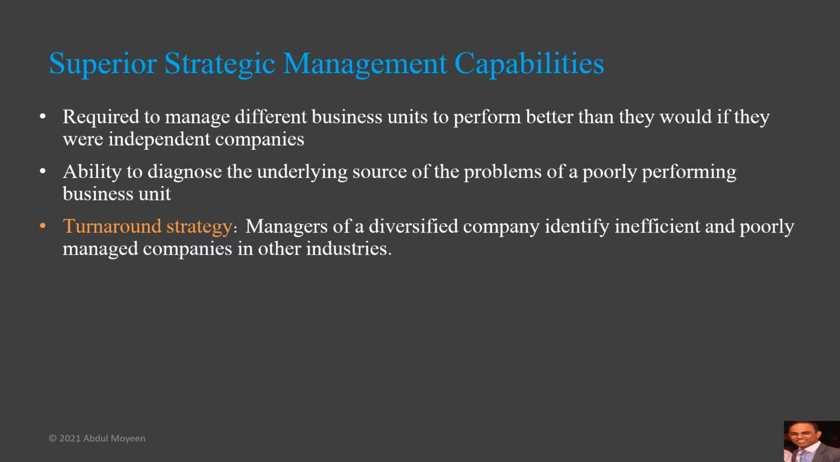An especially important governance skill in a diversified company is the ability to diagnose the underlying sources of the problems of a poorly performing business unit and then to understand how to proceed to solve those problems. This might involve recommending new strategies for that unit or knowing when to replace top managers of the poorly performing unit with a new management team that is better able to fix the problems.